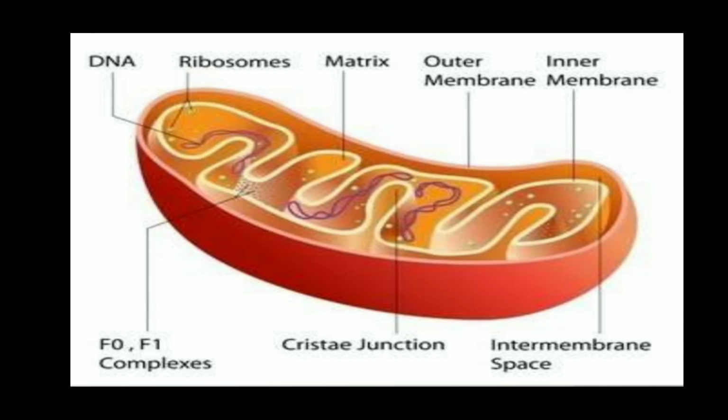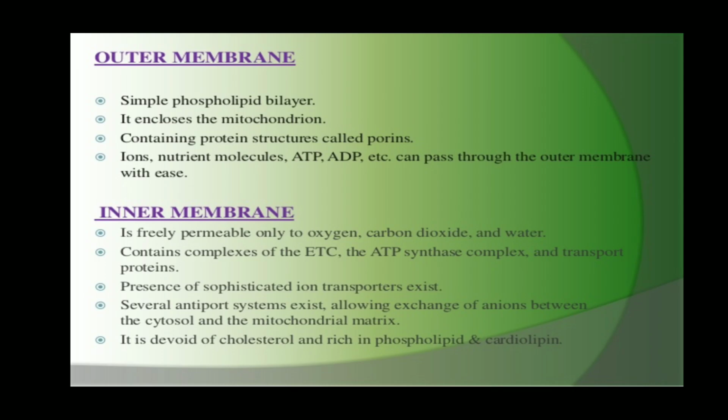So in this picture we have also observed the F1 F0 complexes, right? These are the components of ATP synthesis, where the ATP will be synthesized. The outer membrane is a simple phospholipid bilayer like the cell membrane, right? So it encloses the content of the mitochondria. It contains protein structures called porins, right? So these porins are the proteins which are present on the outer membrane.